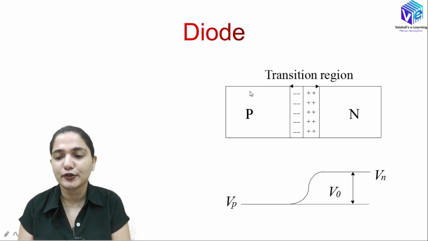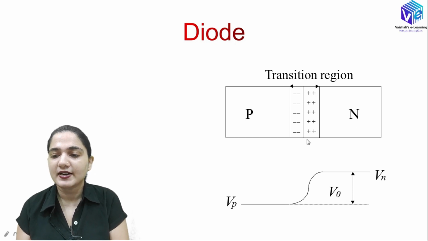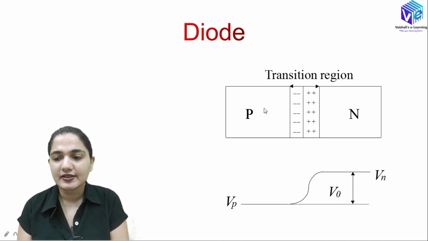Here I told you the P type semiconductor is in combination with the N type semiconductor. Here we have the transition region with some immobile ions. In the P region we have negative immobile ions, and in the N region we have positive immobile ions. Till that point we have negative immobile ions in the P substrate, and till that point positive immobile ions in the N substrate. This region is called the transition region.